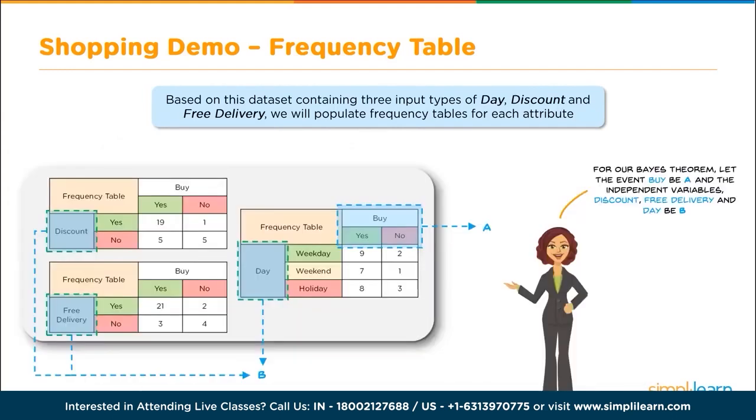As we dig in deeper to this table for our Bayes theorem, let the event buy be A. Now remember, when we looked at the coins, I said we really want to know what the outcome is. Did the person buy or not? And that's usually event A, what you're looking for. And the independent variables, discount, free delivery, and day, be B. So we'll call that probability of B.